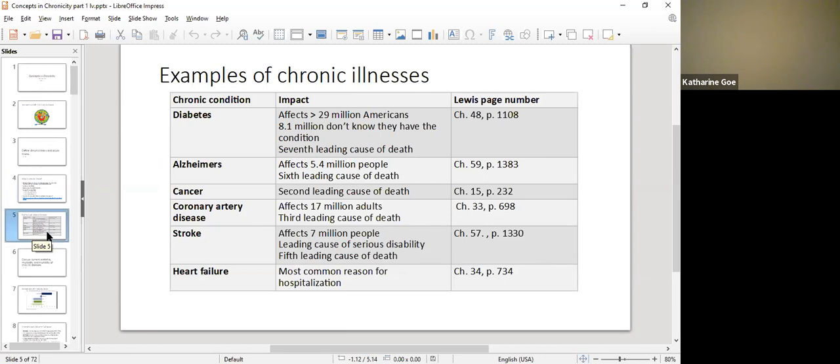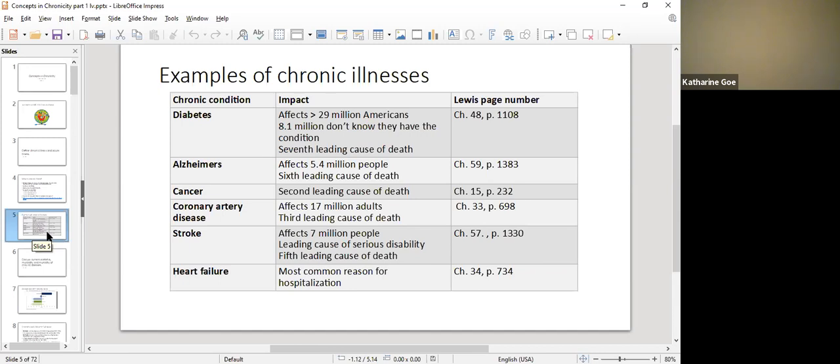So let's just talk about the big one, the heavy hitters here in the chronic illness category. Diabetes is a biggie. You can see that it has a big impact on the US, over 29 million people, and it is the 7th leading cause of death. Alzheimer's disease affects 5.4 million people, and it is the 6th leading cause of death.